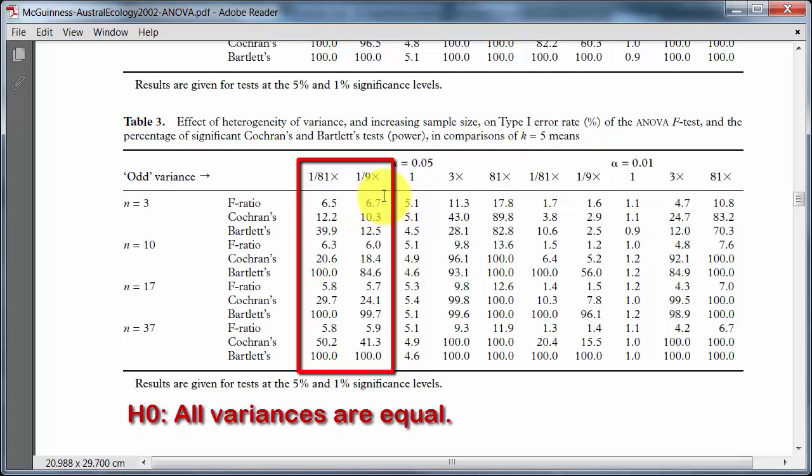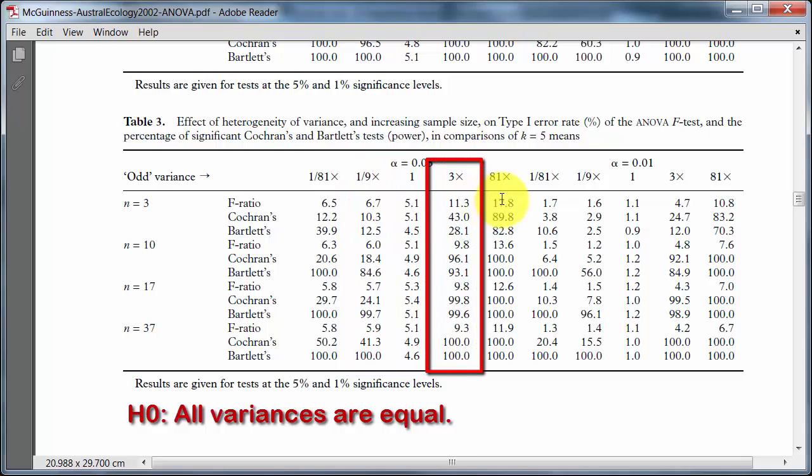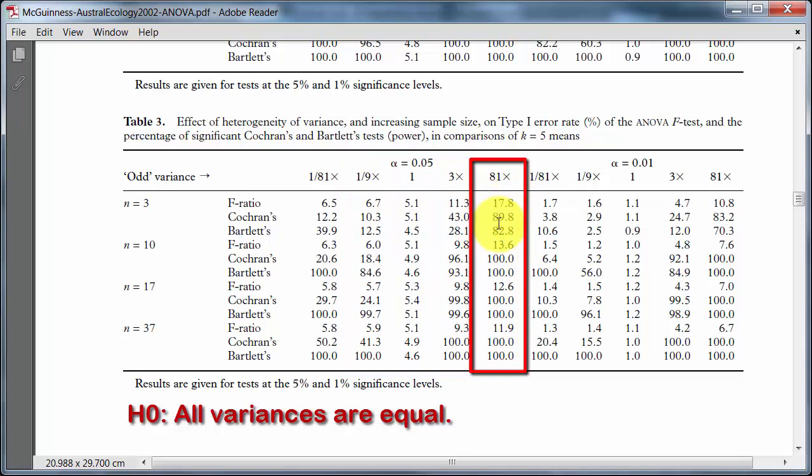It hardly budges from 5%. One small variance does not affect the analysis of variance at all. And a moderately large variance doesn't bother it greatly either. It's only when you get to very, very large variances that there starts to be a bit of a problem. But it's still not as large as these tests would suggest. Okay, so what do we do?